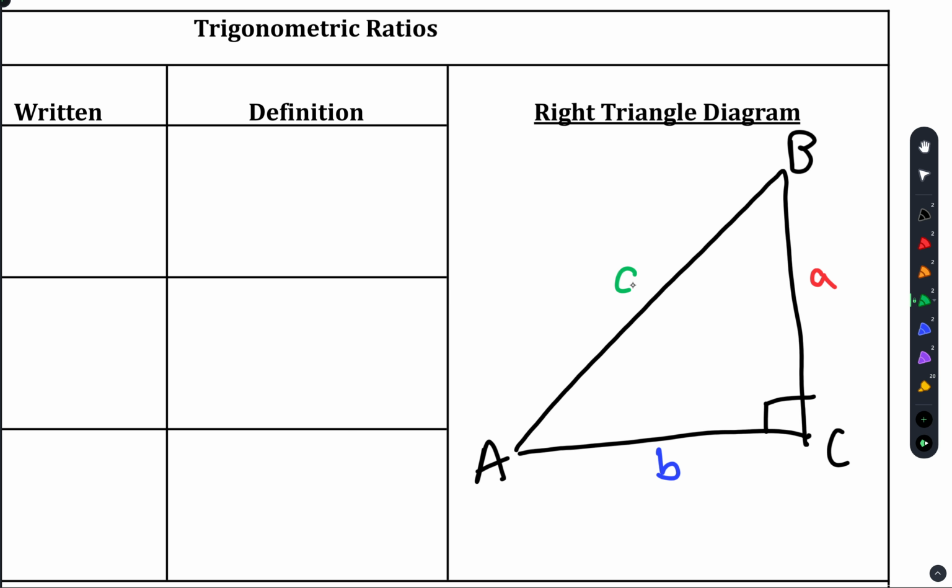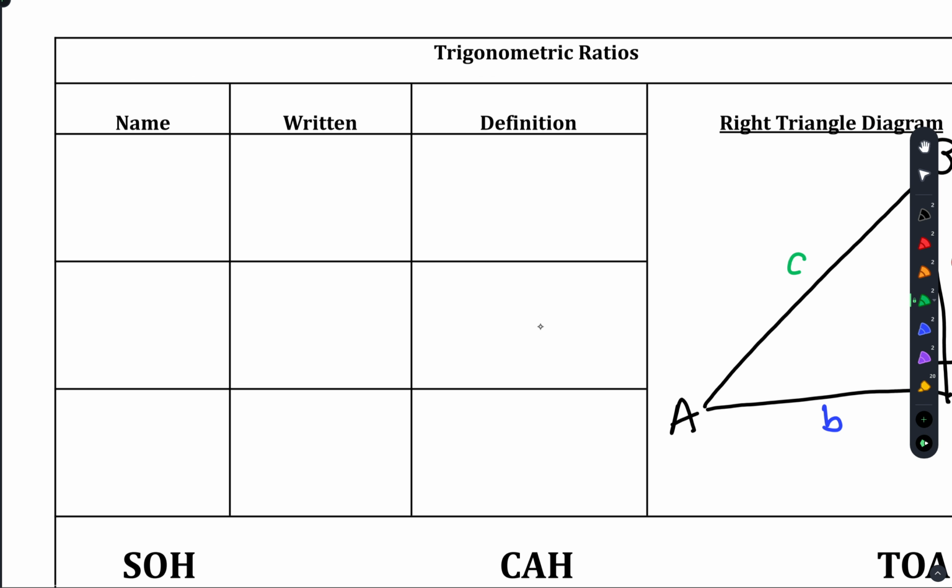Okay, everybody got this diagram copied down into their notes, yes? We got uppercase letters meaning angles, we got lowercase letters meaning sides. Okay, so here are our 3 trig ratios.